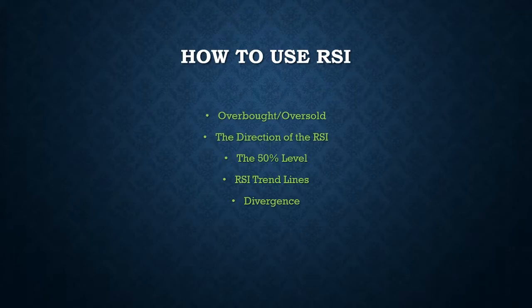The fourth way is that of the RSI trend lines. We can draw trend lines on the RSI just like we draw on the price itself. And when these trend lines are broken, the market will be expected to change its direction. And finally, we are saving the gold for the end. The divergence is probably the strongest way to use the RSI and the most useful one.